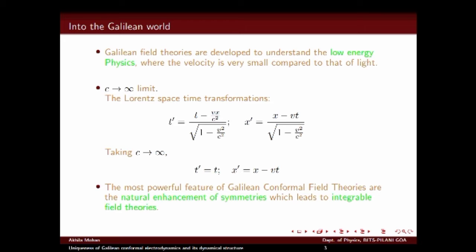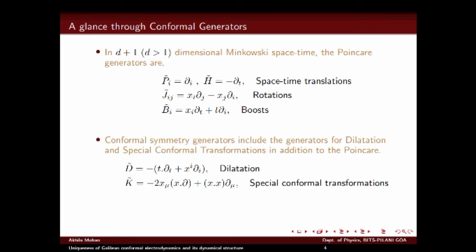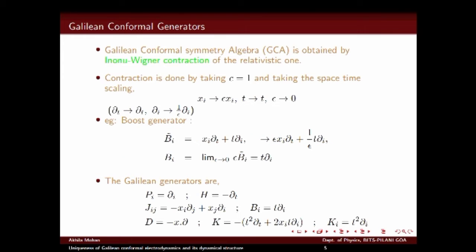First we can start with the conformal generators in the relativistic case. In d plus 1 Minkowski dimensions, the Poincare generators are here, and the conformal generators include the dilatation and special conformal transformation generators. Then we can construct the Galilean conformal algebra starting from the relativistic algebra using the Inonu-Wigner contraction. This contraction is done by taking c equal to 1 and the space-time scaling x_i going to epsilon x_i and t going to t, with epsilon tending to 0.